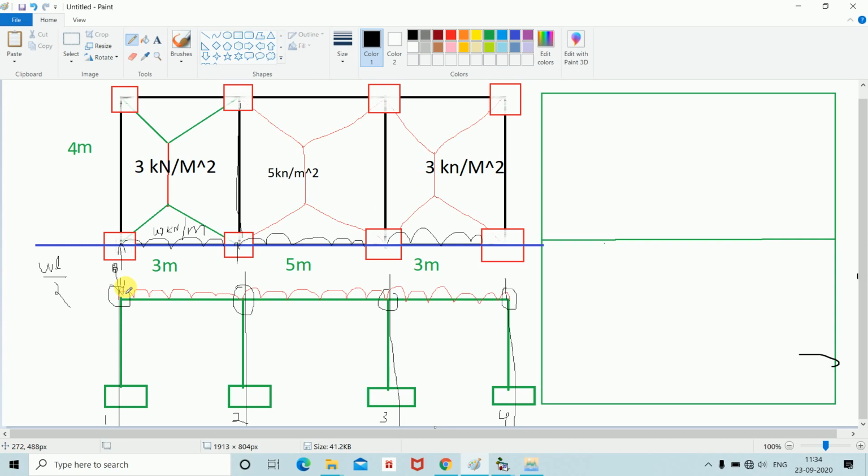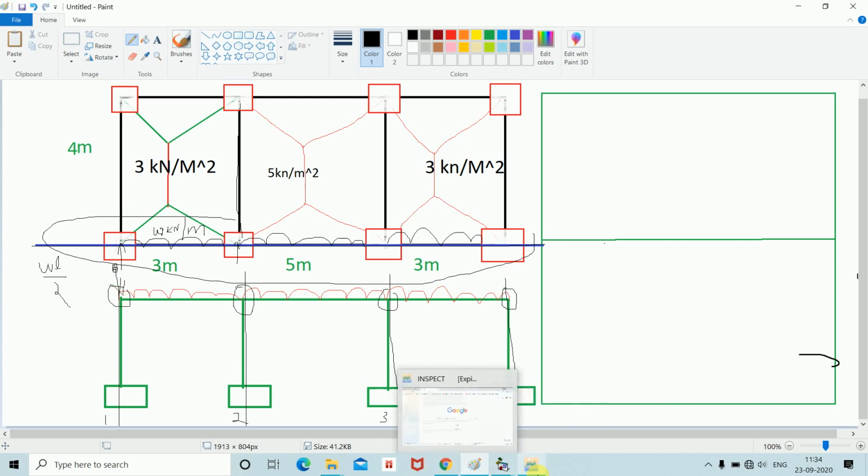As far as possible, our IDARC 2D is only regarding two dimensional, so we have to take only one frame. So I have taken only this frame, you can see here in blue color. Then you have to give the node numbers and nodal weights in the IDARC tool. Just I will open the IDARC.